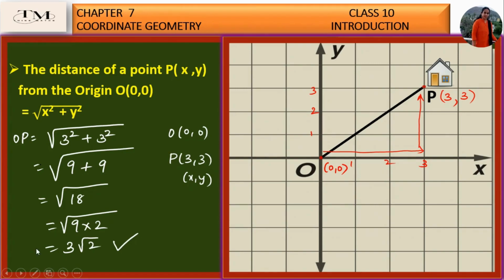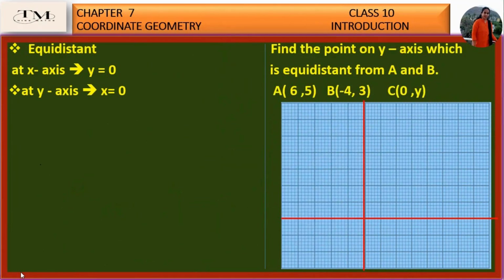Okay, children? So moving on to the next page for the next topic. The next topic is equidistance. Suppose two points are at equidistance from the y-axis or x-axis. We should know how to find that point. For example, they have asked: find the point on the y-axis which is equidistant from A and B. So how will the points on the y-axis and x-axis be? In this horizontal line, which is the x-axis, the y point will be 0.